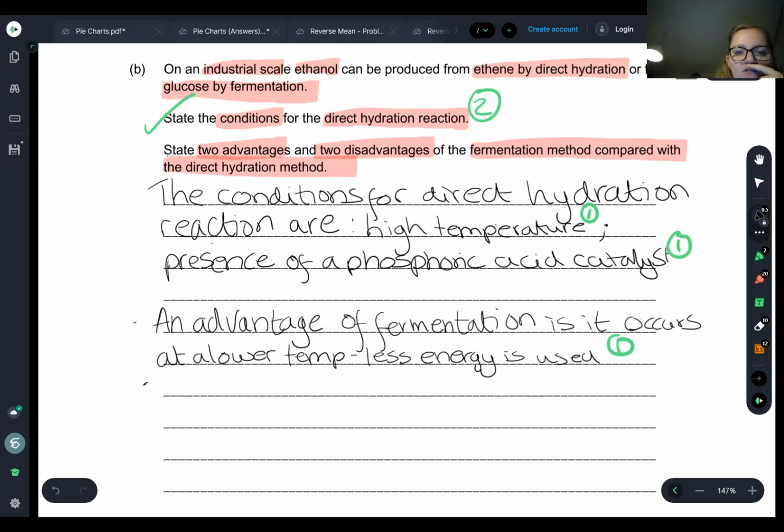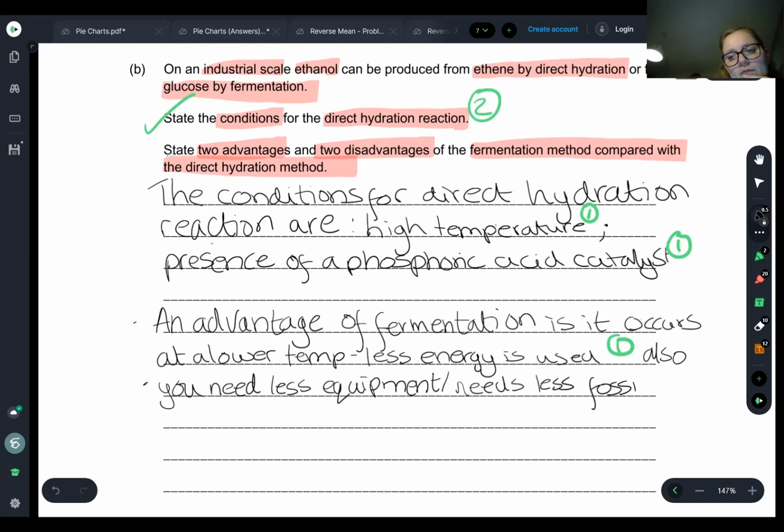So an advantage of fermentation, it occurs at lower temperature. Also, you need less equipment, and that would get you 1 mark. Or you could say needs less fossil fuels. So there's a potential 3 answers there, but the maximum you can get for saying the advantages is 2 marks, obviously, because it's only asking you to do 2 advantages. So 2 marks for that.